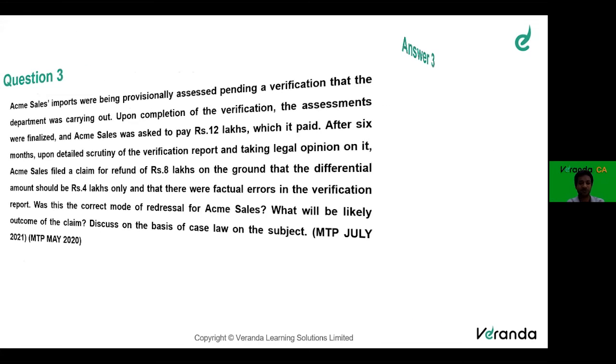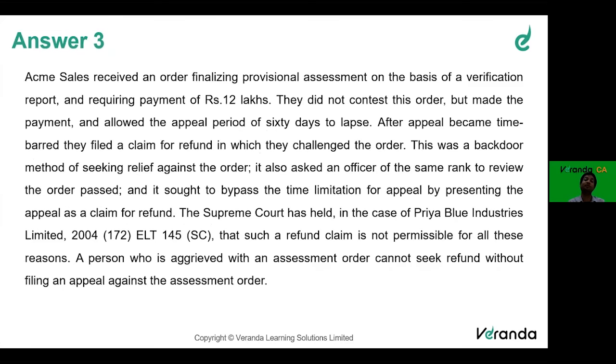The same was held by a Supreme Court judgment in the case of Priya Blue Industries. Let's see. Acme Sales received an order finalizing provisional assessment on the basis of a verification report and requiring payment of 12 lakhs. They did not contest this order but made the payment and allowed the appeal period of 60 days to lapse. After the appeal became time barred, they filed a claim for refund in which they challenged the order. This was a backdoor method of seeking relief against the order. It also asked an officer of the same rank to review the order passed, and it sought to bypass the time limitation for appeal by presenting the appeal as a claim of refund.